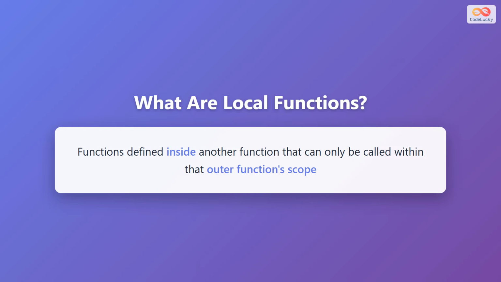So what exactly are local functions? A local function is a function defined inside another function that can only be called within that outer function's scope. Think of them as private helper functions that exist solely to serve the outer function. They cannot be accessed from outside the outer function, which makes them perfect for encapsulating logic that doesn't need to be exposed to the rest of your program.